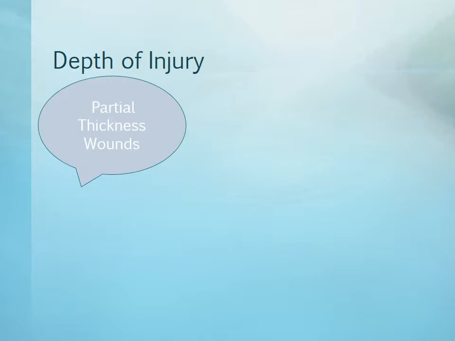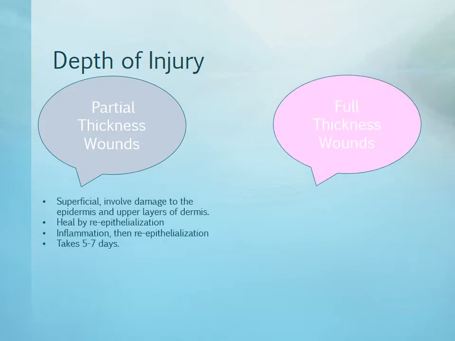Okay, let's discuss depth of injury. There are partial thickness wounds and full thickness wounds. Partial thickness wounds are the most superficial, involving the dermis and epidermis. These wounds heal by re-epithelialization, production of new skin cells by undamaged epidermal cells in the basal layer of the dermis and the linings around the hair follicles and sweat glands. Skin injury is immediately followed by local inflammation. Healing normally occurs in 5 to 7 days in a healthy patient.